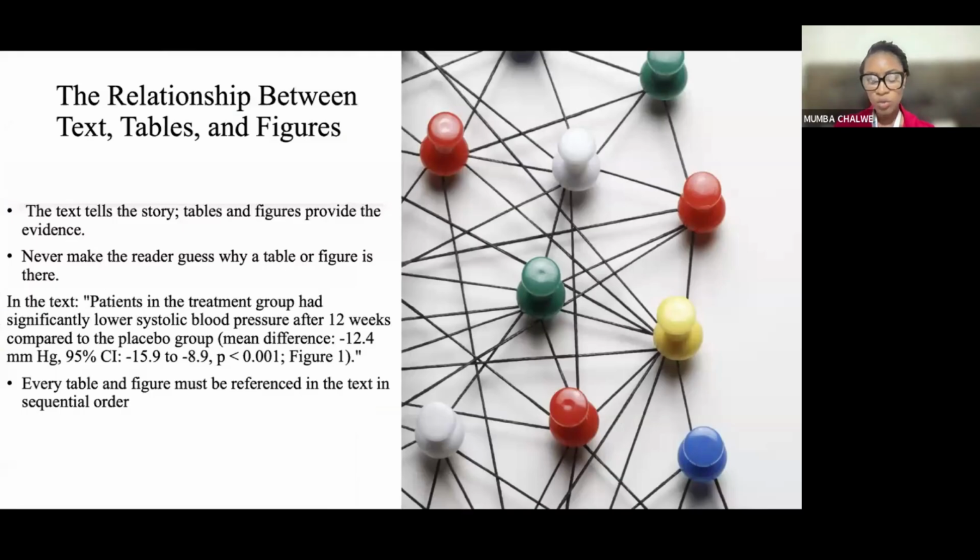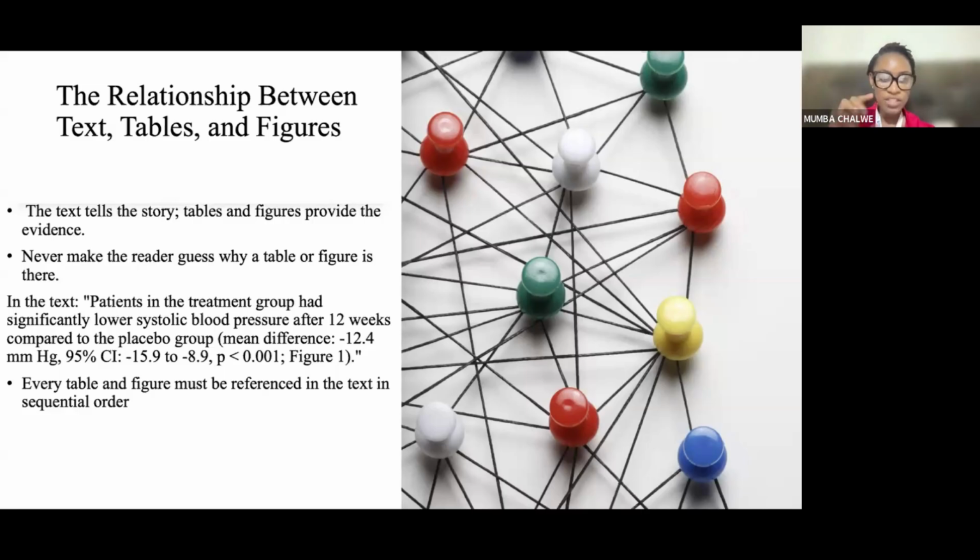Something that I do notice a lot, we sometimes have a disconnect as authors between the text, the tables, and the figures. You want to put all these figures in there, but they're very unrelated to the text. So ensure that even as your text is telling a story, the tables and the figures are providing evidence, right? And don't leave tables or figures hanging in limbo. And the reader has to now start thinking, okay, what was the author trying to say? I've put an example there in the slide, if you can see.